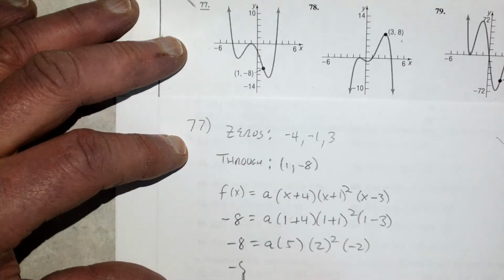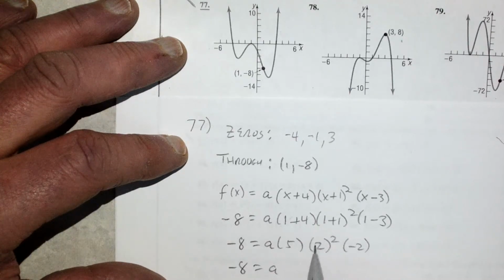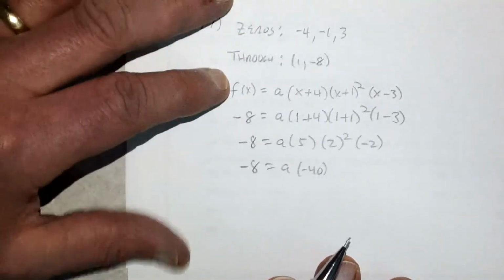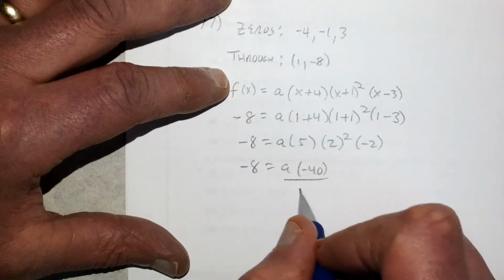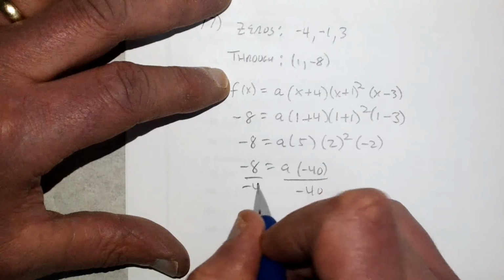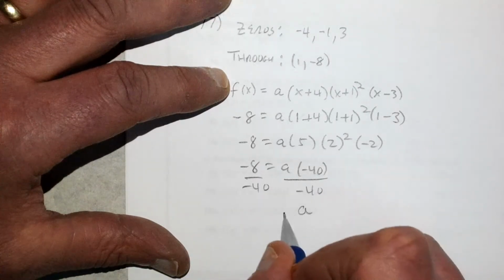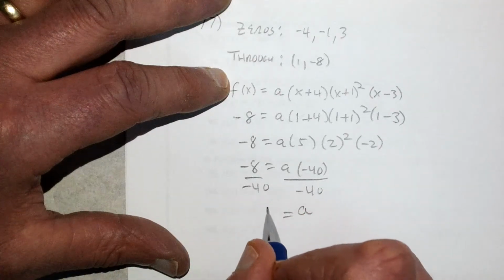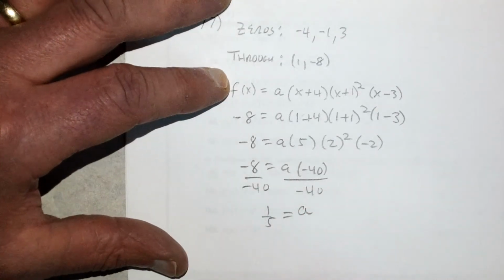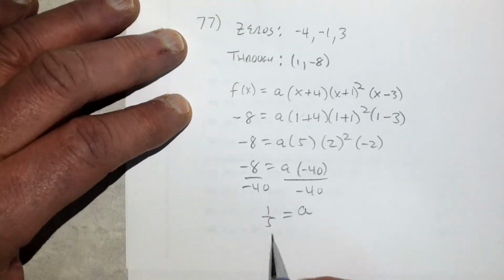And I would get negative 8 is equal to a times 5 times 4 times negative 2. Well, 5 times 4 is 20, and I'm saying 4 because 2 squared is 4. And 20 times negative 2 is negative 40. And now I'm going to divide both sides by negative 40. And it turns out that this would reduce to 1 over 5. And now that means the coefficient of our polynomial function is going to be 1/5.